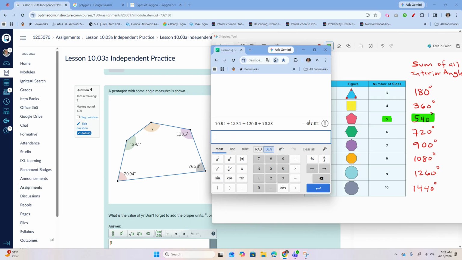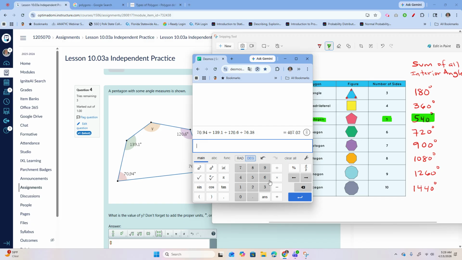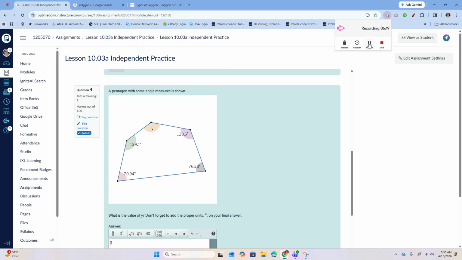And then I'm going to take my answer and subtract it from 540. Why am I going to subtract from 540? Because all 5 angles in a pentagon add up to 540. That is the reason. So now I'm going to do 540 minus my answer. Okay. And you can see what will be my answer. How much is going to be y? 132.98. Okay. Let's go to the next problem here.